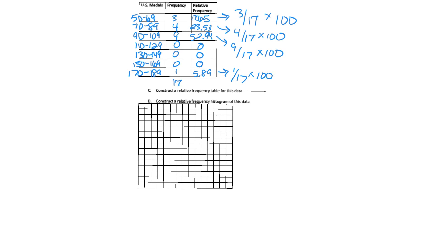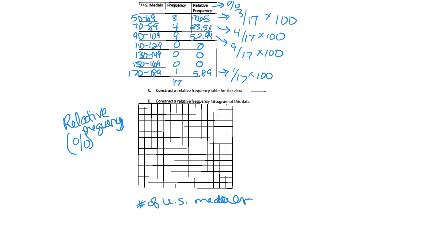Right, so now I have a relative frequency table. Now I know the percent, because that's what relative frequency tells me, my percent. So now I need units on my y-axis. Relative frequency, we did it in percent. I'm still looking though at the number of US medals.